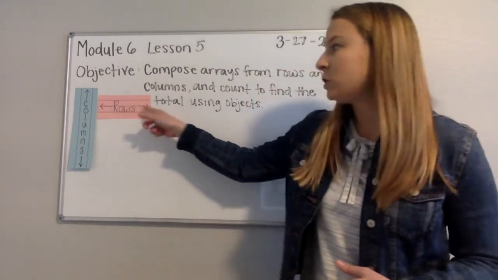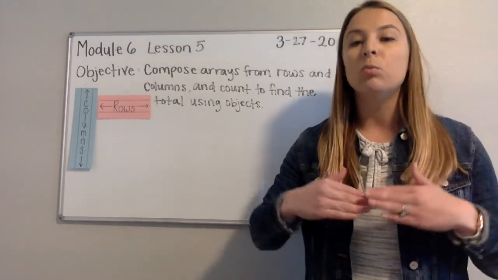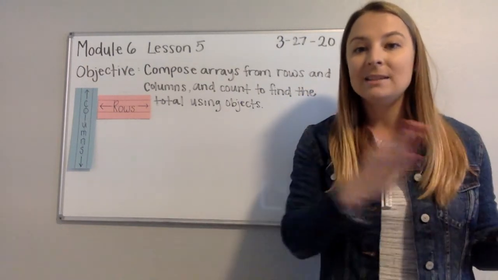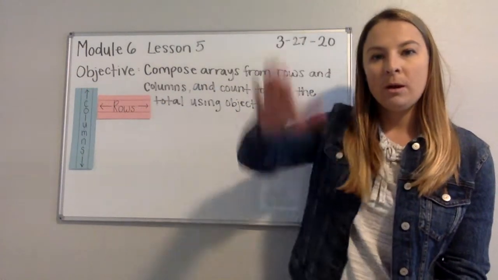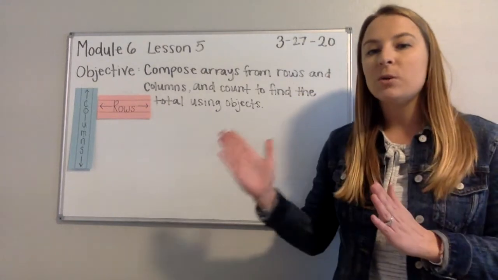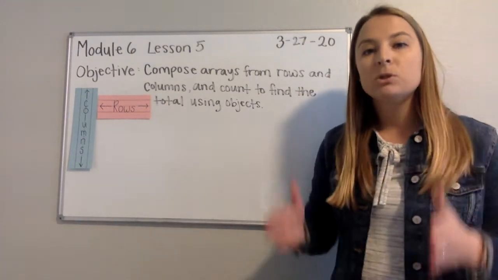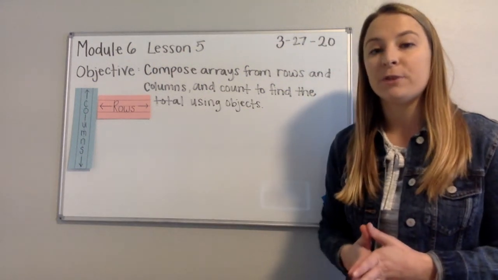Rows go left to right, side to side. You can think of rows like in a movie theater, rows of seats. They go side to side. Columns go up and down. Okay, so when we're creating our arrays today, we're going to think of rows as going side to side and columns going up and down. At this time, I'm going to get started with our first example.